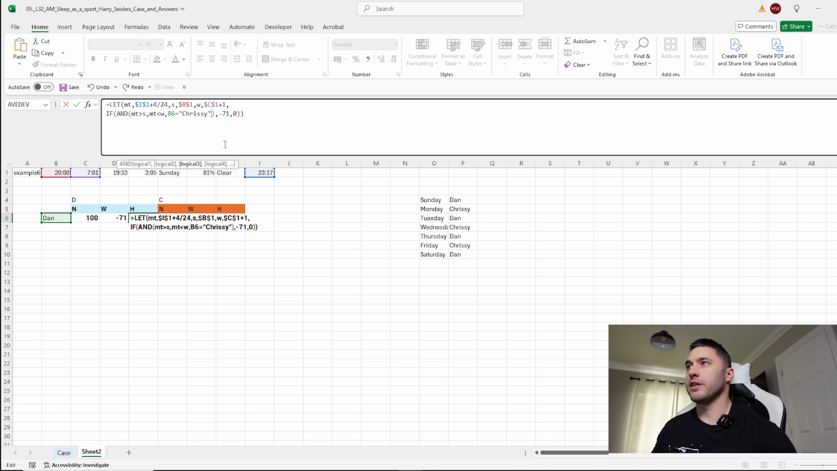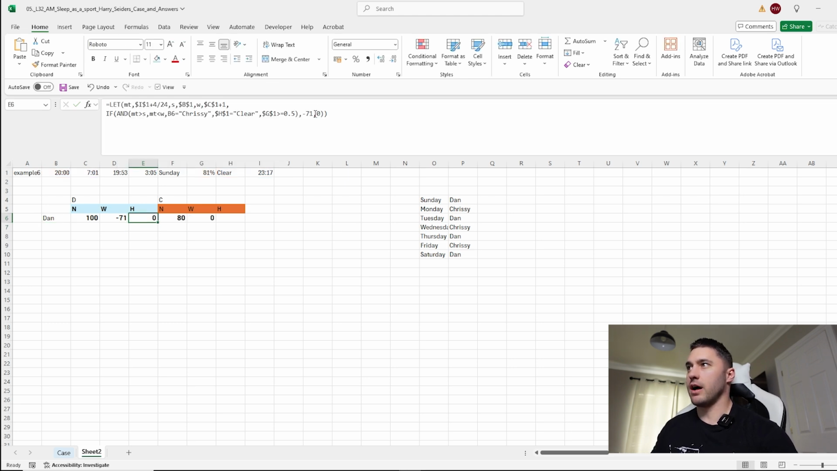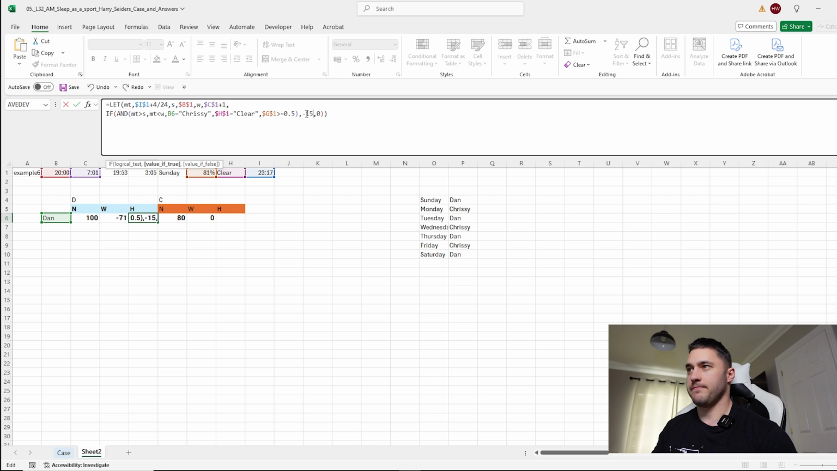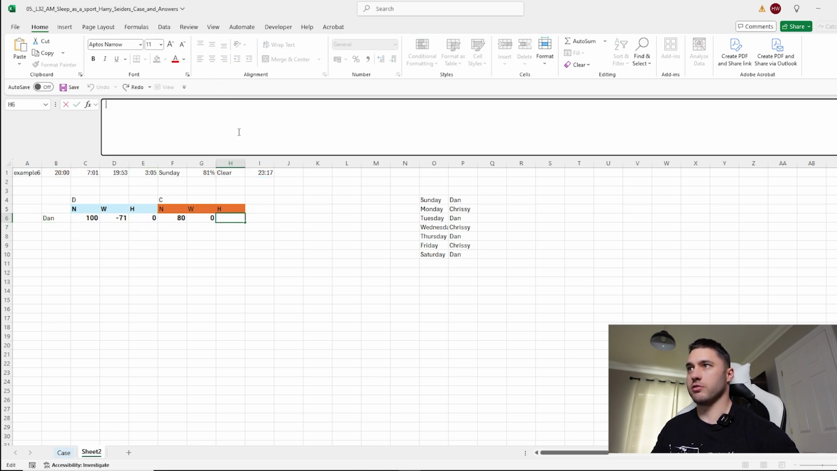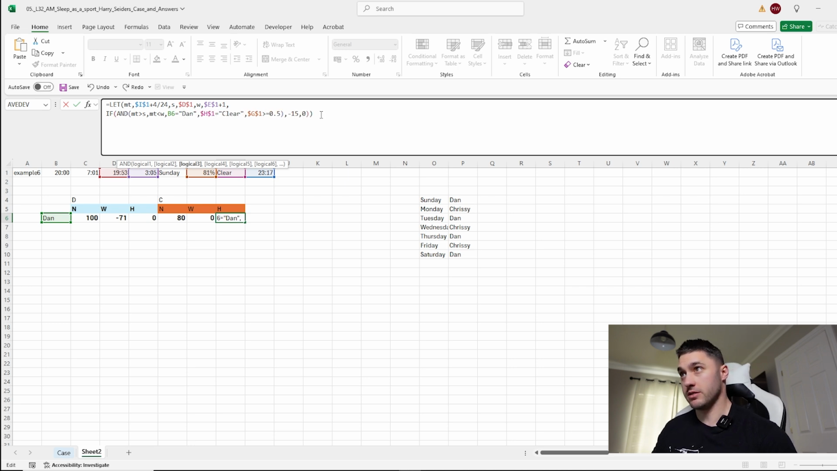And we also need to add a couple more things in here. So what else needs to be true? Well, the weather needs to be clear. So this has to equal clear. And this number needs to be greater than or equal to 0.5. Let's just lock that. And then that should give us our howl. However, we need to change the points to -15 instead. So that's our howl. Let's, again, copy this formula over to Chrissy. So the times need to be now true of Chrissy instead of Dan, and it needs to be Dan walking for Chrissy to be woken up from the howl and have the restless minutes.